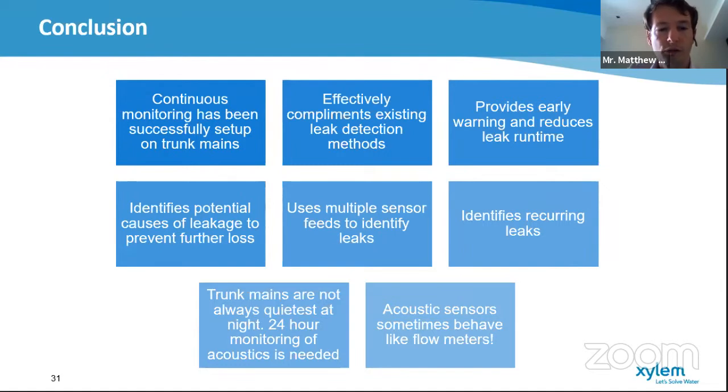And we're able to identify the causes of leakage to prevent further loss. So this is a very active method of leak detection. The system we're using effectively complements the existing leak detection methods that Selangor have. So we're able to trigger further surveys in the field if there is a particularly difficult leak to find. And so in sum, we've been successful in setting up the monitoring system on Selangor's trunk mains. We're looking forward to continuing to install and monitoring on them over the coming years.